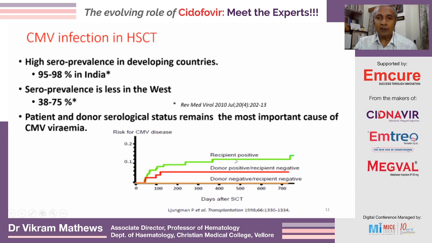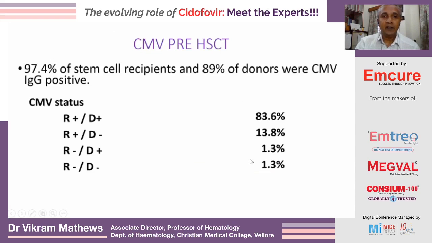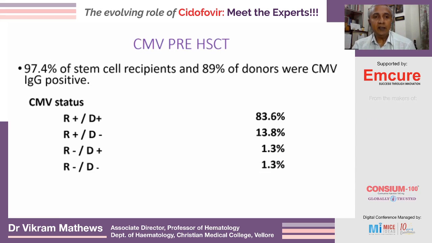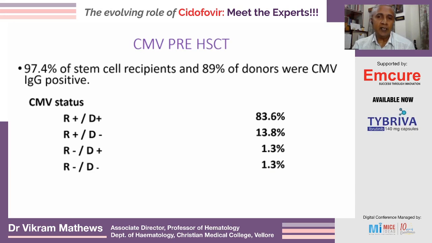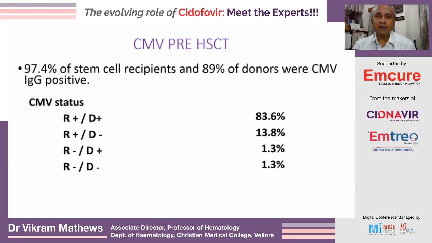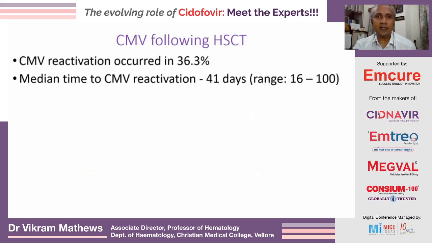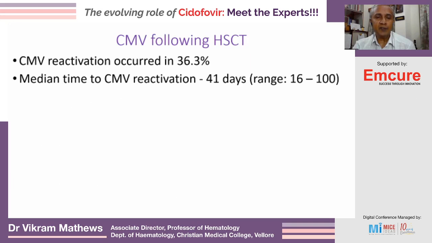While if the recipient is positive, the reactivation is fairly high. However, in India, you can see that recipient and donor are both positive in practically the majority: 84% of patients. So the recipient negative, donor negative group is an extremely rare group of transplants in our setting. And CMV reactivation occurred in 36.3% of this population.